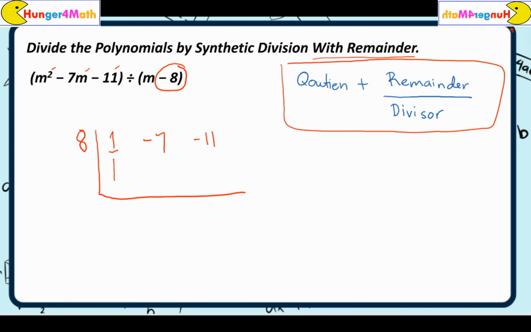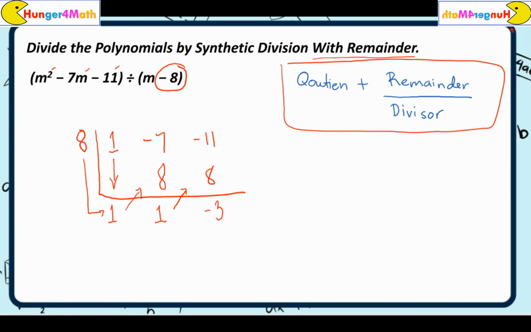So let's bring down the first number, that is 1. Then multiply 8 times 1. We're going to write it over here, which is equal to 8. Then add negative 7 plus 8 is 1. Then multiply 8 times 1 is 8. Add negative 11 plus 8 is negative 3.